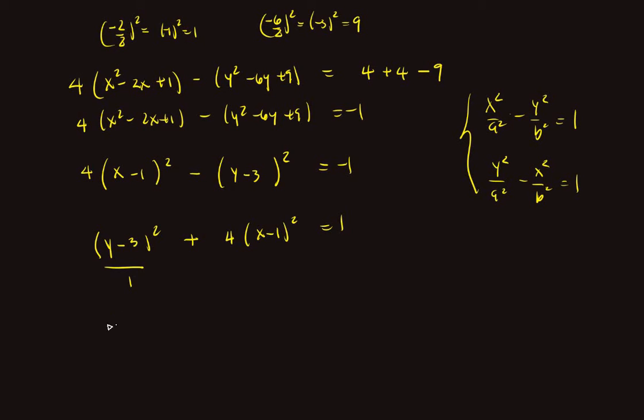So let's rewrite this equation again. We have (y - 3)^2 divided by 1, which would be a squared. Okay, I don't know why I put plus. It has to be minus, because if I divide by minus 1, this one's going to be negative. Minus, and here we have (x - 1)^2 divided by 1/4. This is equal to 1.